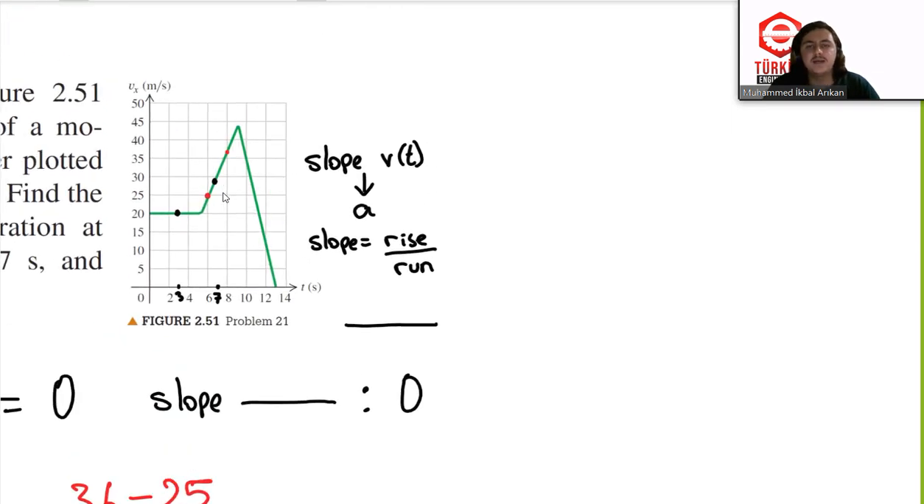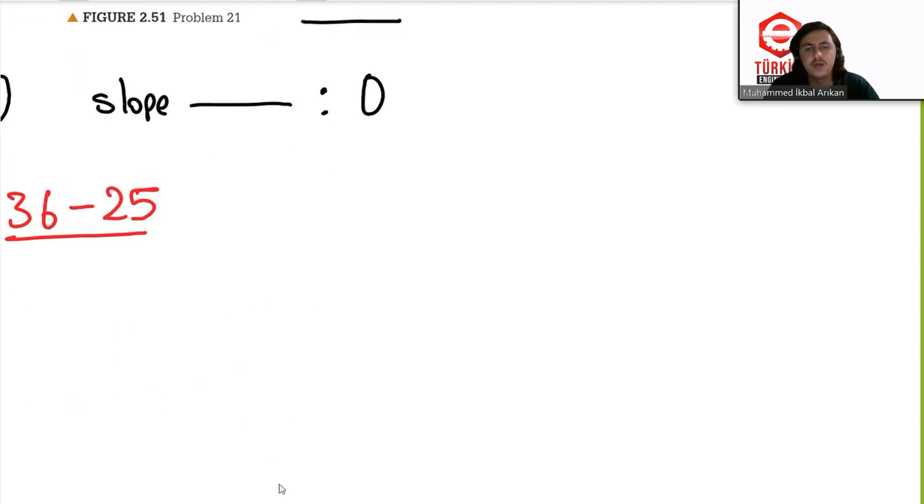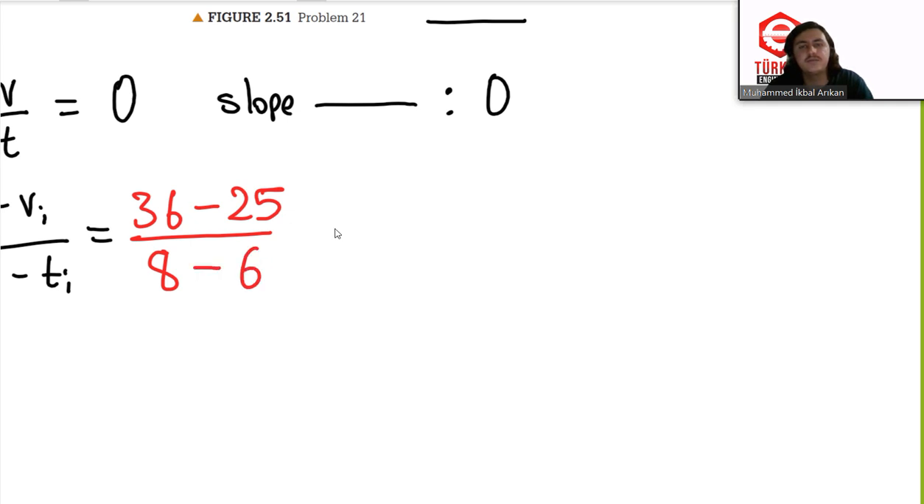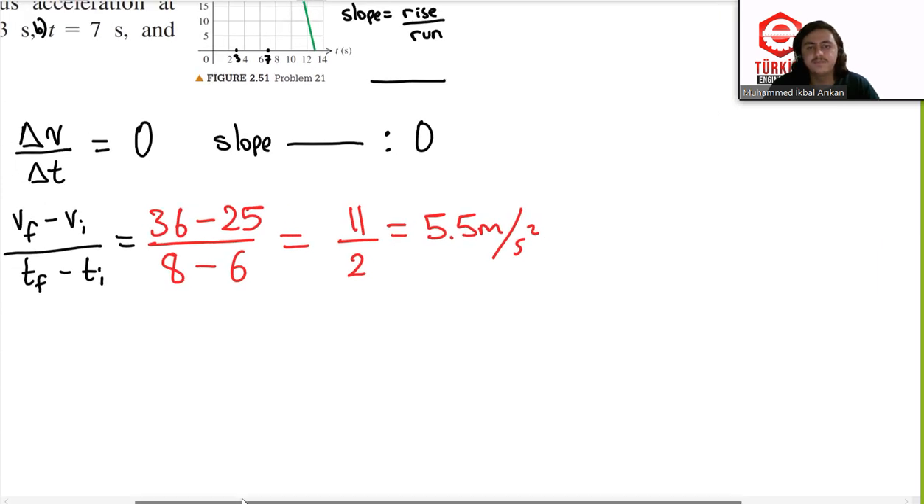What is my final time? Let's zoom. It is just 8, right? At this point, I have 8 seconds. At the first point, I have 6 seconds. So my final time is 8, and my initial time is 6. So I will just get 11 divided by 2, okay? It will give me just 5.5 meters per second squared. It is our acceleration.